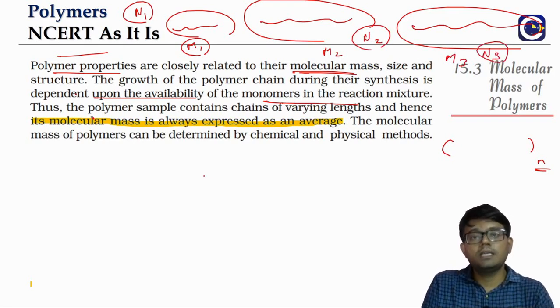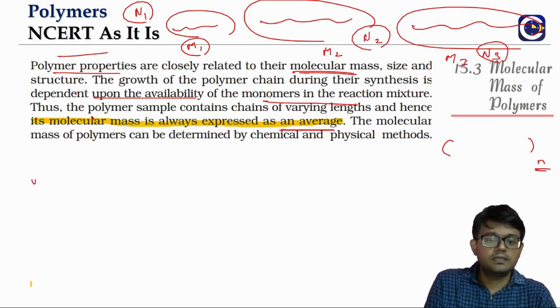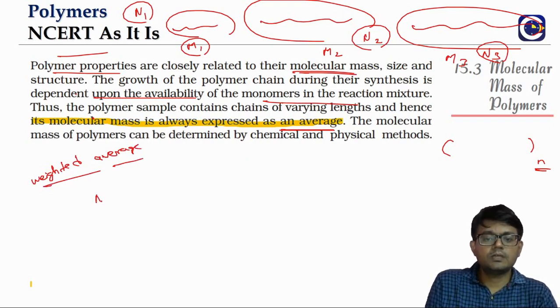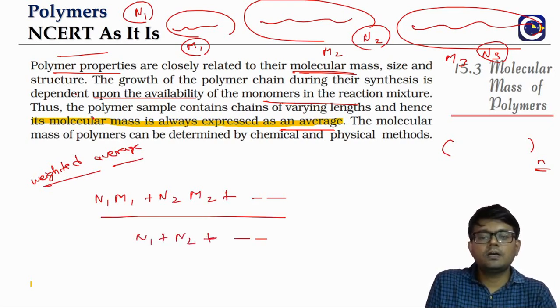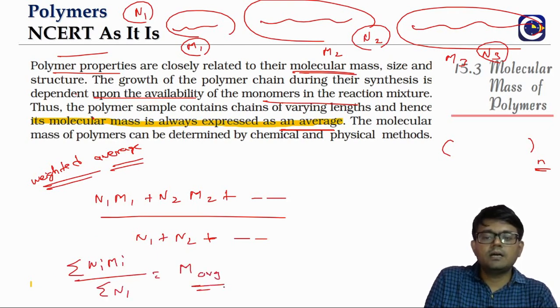So if you want to give the molecular mass of a polymer, we'll always have to give the average. Average means, here we'll talk about the weighted average. Weighted average means what? Number based weighted. So it will be n1 m1 plus n2 m2 and so on, divided by the total number of polymer units, n1 plus n2 and so on. This is what we call the weighted average based on the number. We can even give this in the sigma notation. What is it? Sigma ni mi by sigma ni. So this is the average molecular mass of the polymer.